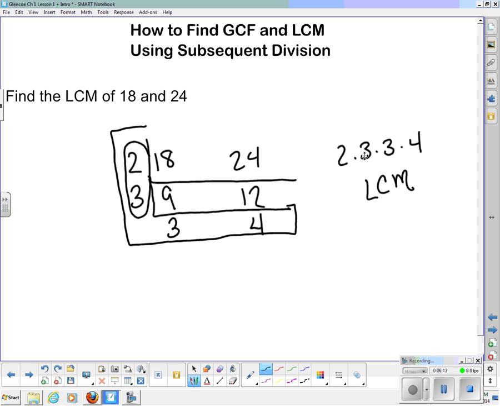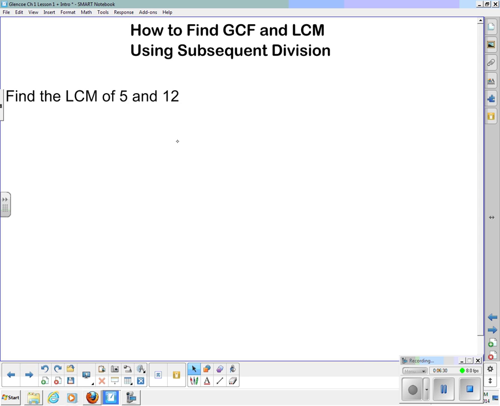2 times 3 is? 3 times 4 is? And 6 times 12 is? 70. 70 what? 2. Excellent. Oh, let me erase that 'cause it didn't really look like a 2. 72. Good job.